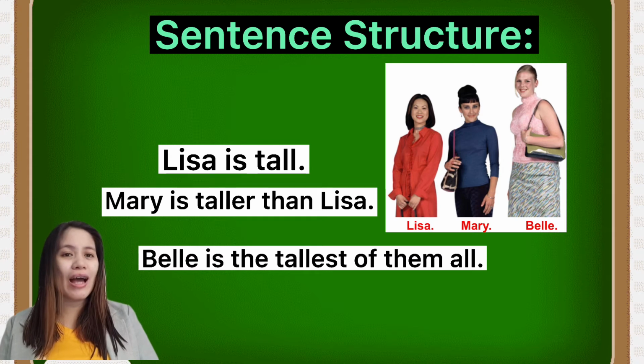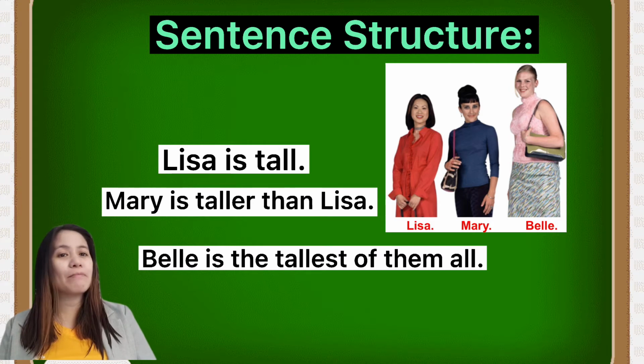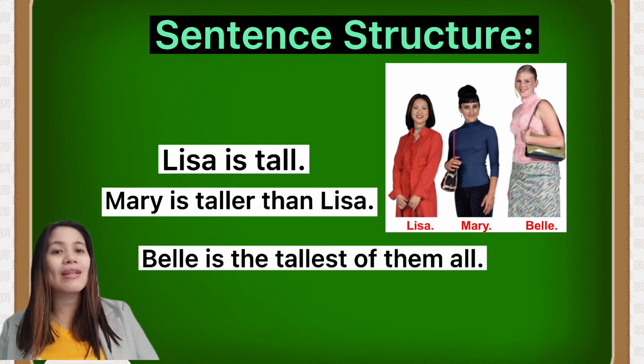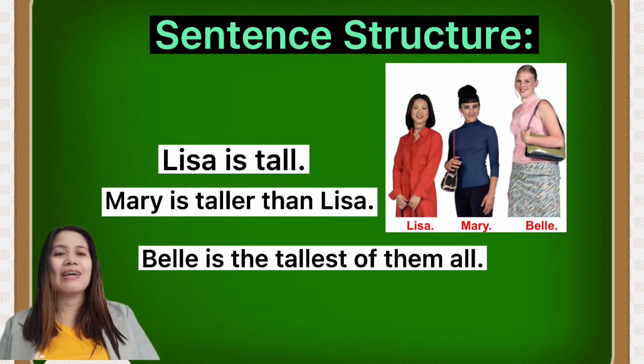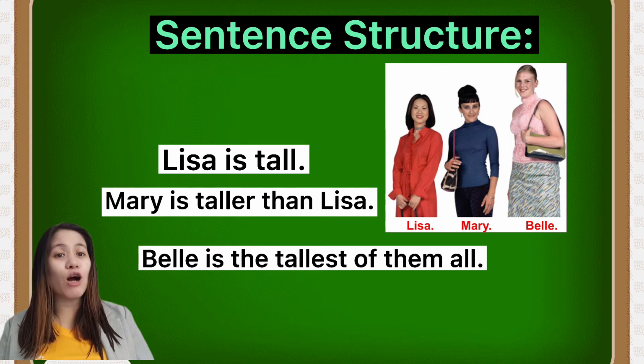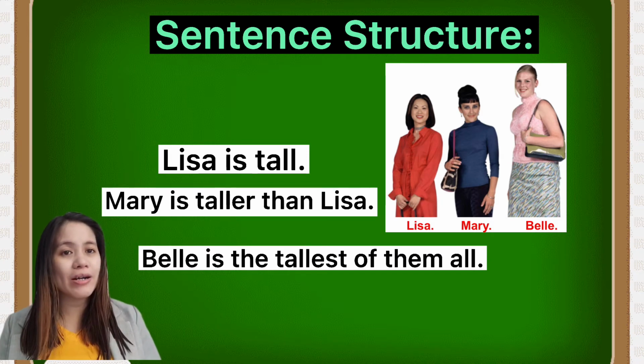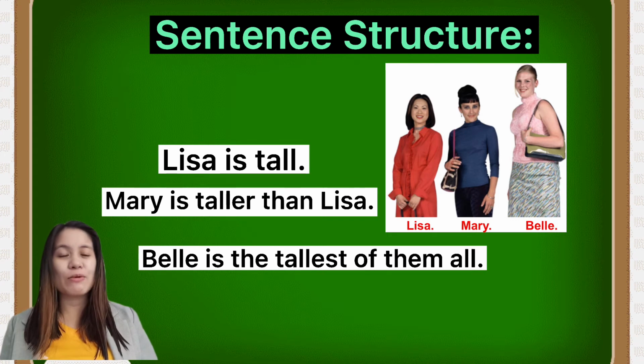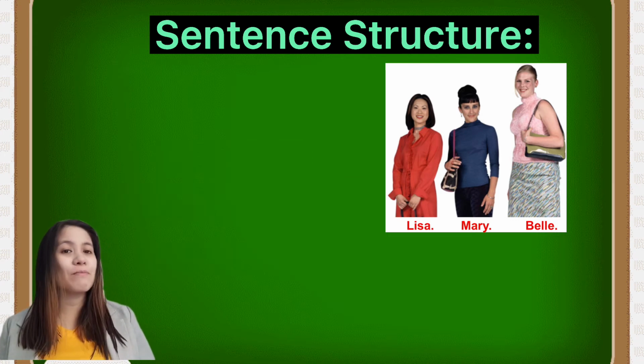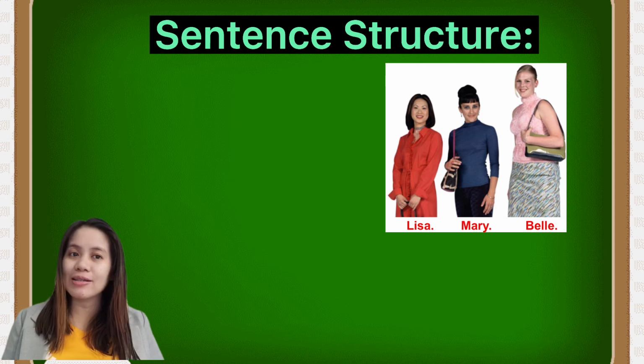Okay? So look at the pictures. So we have Lisa, Mary, and Belle. Now look at Lisa. So Lisa is tall. Mary is taller than Lisa. And then Belle is the tallest among the 3 girls. Okay, so that is how we compare people. So we compare using comparative and the superlative.